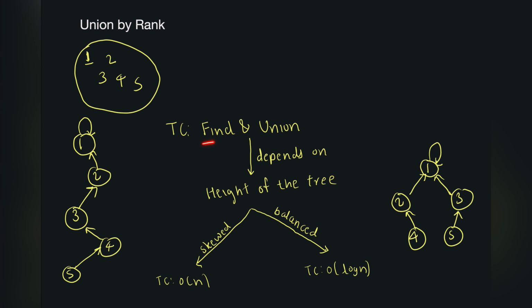The time complexity of find and union operation depends on what is the height of the tree. So if your tree is skewed like this, then height of the tree will be n. That means the time complexity of find and union will be big O of n. But if your tree is well balanced like this, then the height of the tree will be log n, and your time complexity of find and union operations will be big O of log n. So this is what we'll try to achieve using union by rank approach.